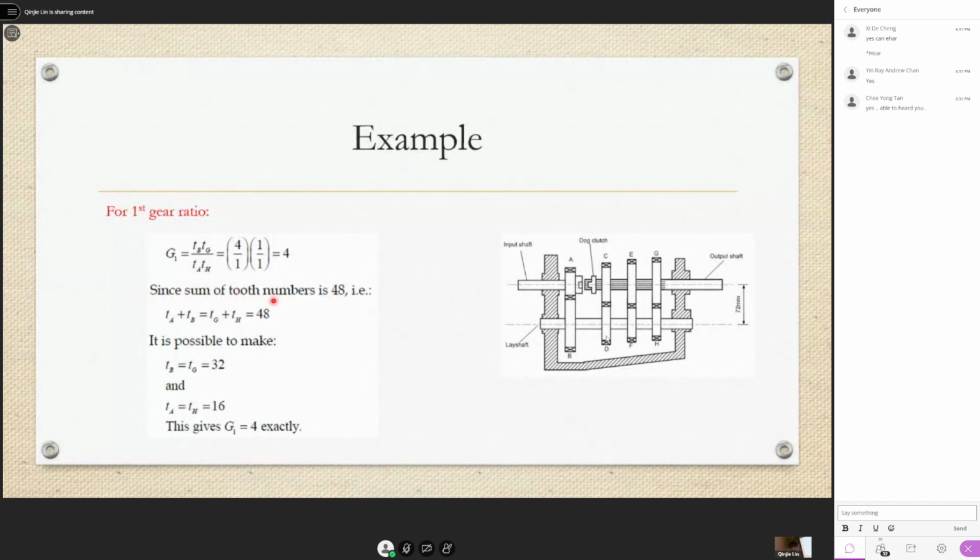And since the sum of tooth numbers is 48 per pair, TA plus TB must be 48. And then TG plus TH also must be 48, because this is one pair and this is also another pair.